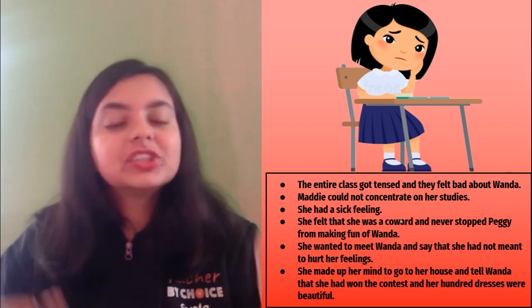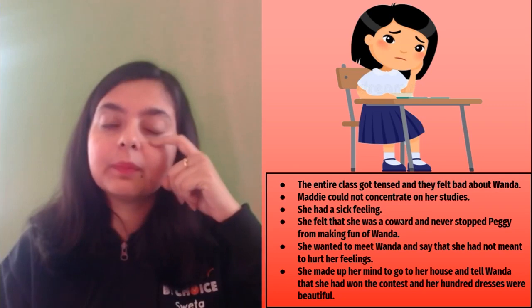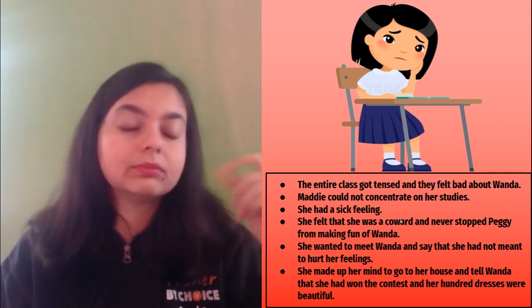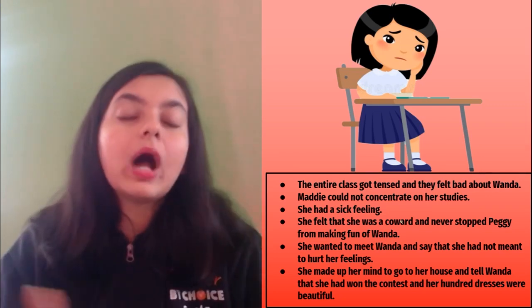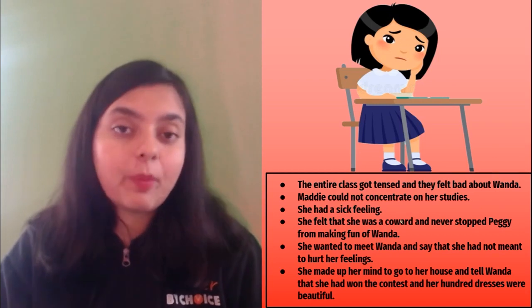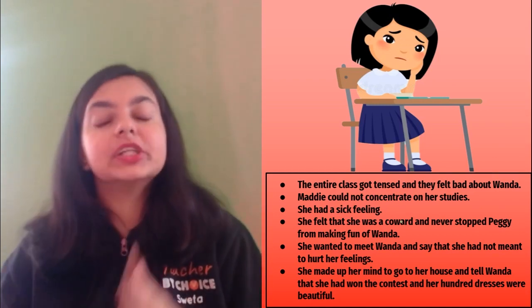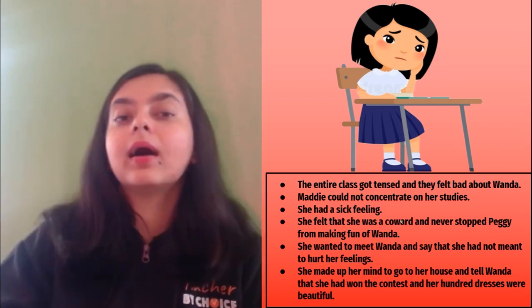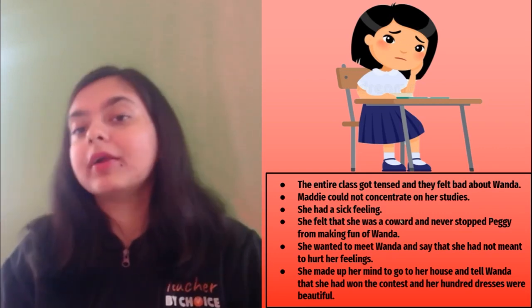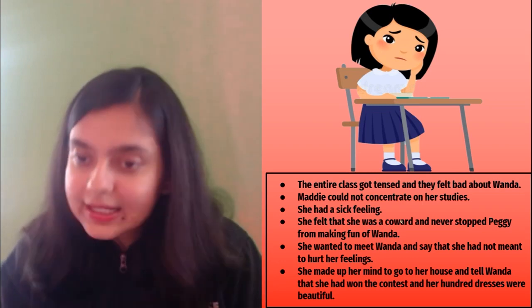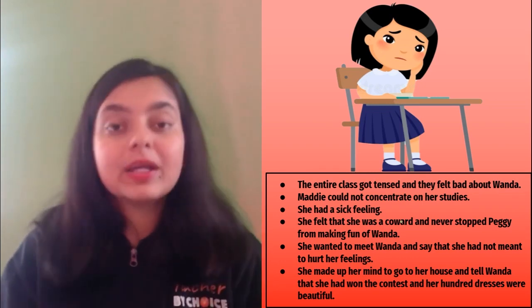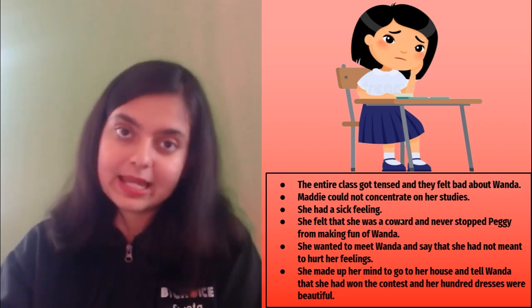Why? Number one, she felt that it would lead to a breaking of bond between Peggy and Maddie, which she did not want. And the second reason was that she thought that now the entire focus would be shifted from Wanda to Maddie, right? So that was her fear, which was quite natural, I would say.